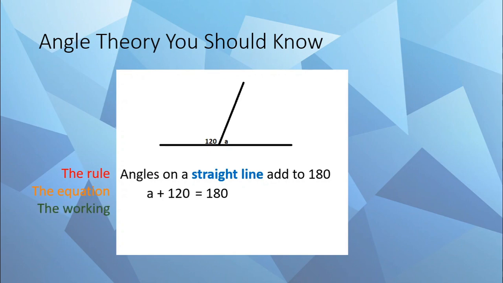Now I need to show the working of how I get A on its own and work out its value. Working, first I take the 120 to the other side. It was plus 120, so now it's minus 120. And A must be equal to 60 then.